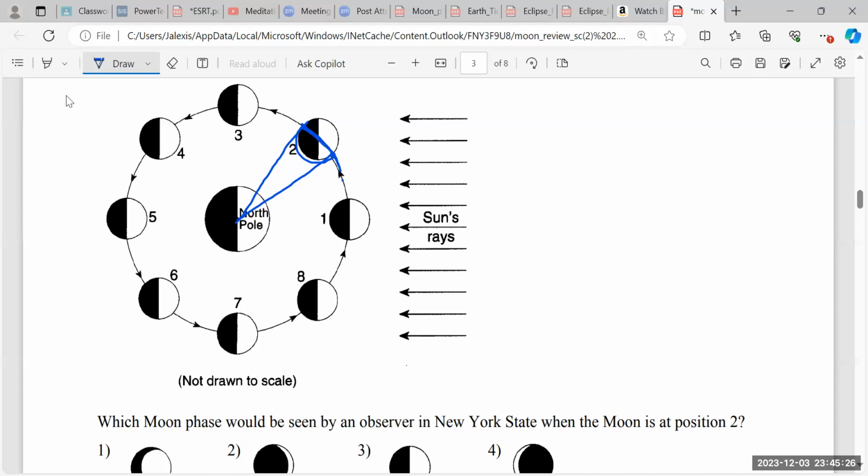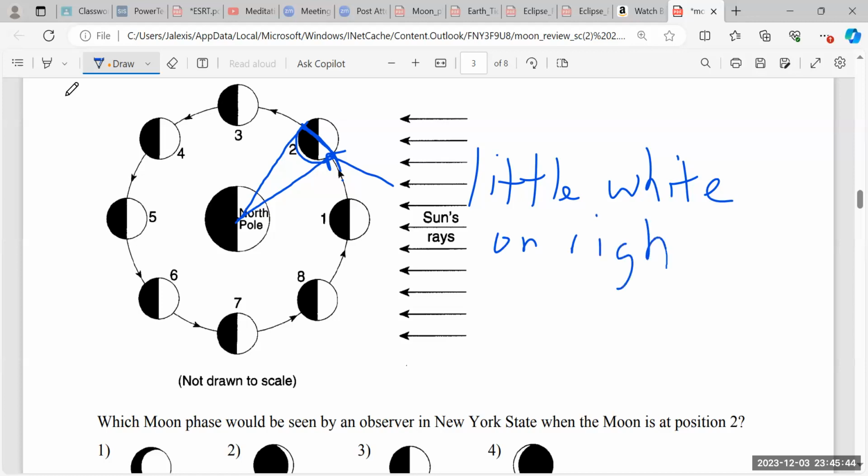So let's take a look at what I see. I see a little bit of white on the right, so I'm going to write, a little white on right. And I see a lot of dark on the left, so I'm going to write, a lot of dark on left.